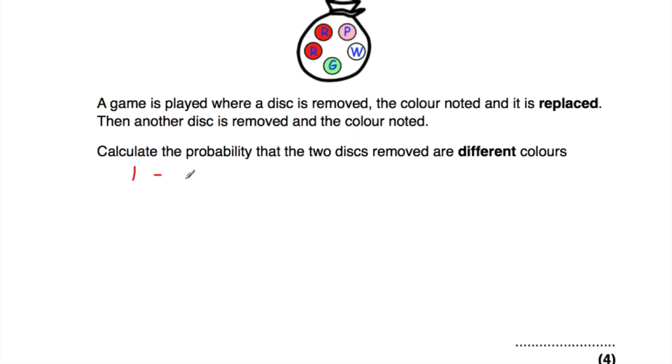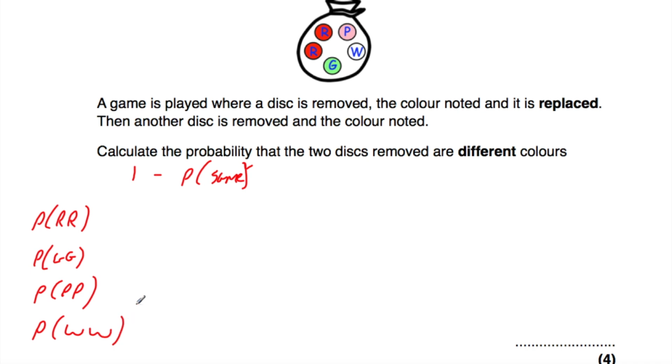So we're going to do 1 subtract the probability of them being the same colour, and that'll be the probability that they're different. Okay, so the same colour, so it's going to be the probability of a red and a red, the probability of a green and a green, the probability of a pink and a pink, and the probability of a white and a white. Okay, so probability of a red and a red.